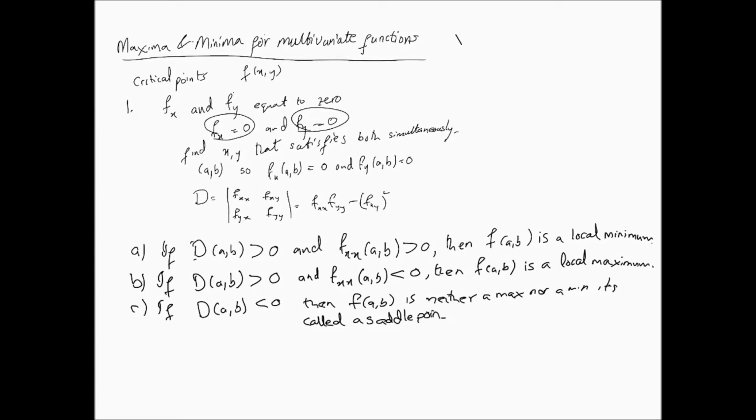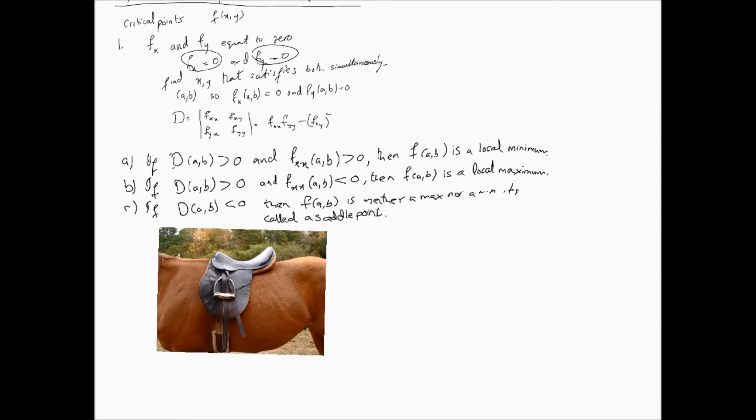Okay, third condition is if D(a, b) is less than 0, then f(a, b) is neither a maximum nor a minimum. It's in fact called a saddle point. It's called a saddle point. Of course, the saddle as you can see here. So it's called a saddle point.